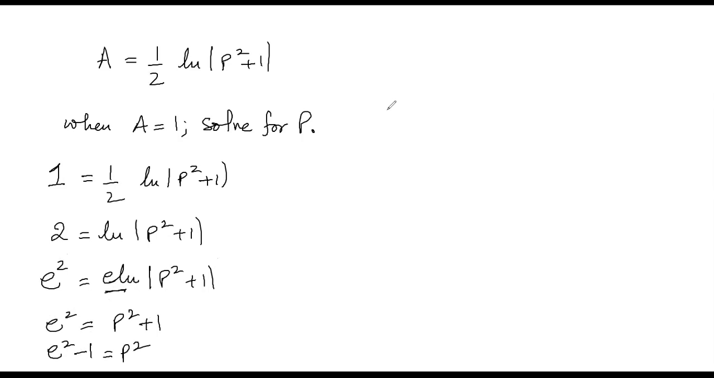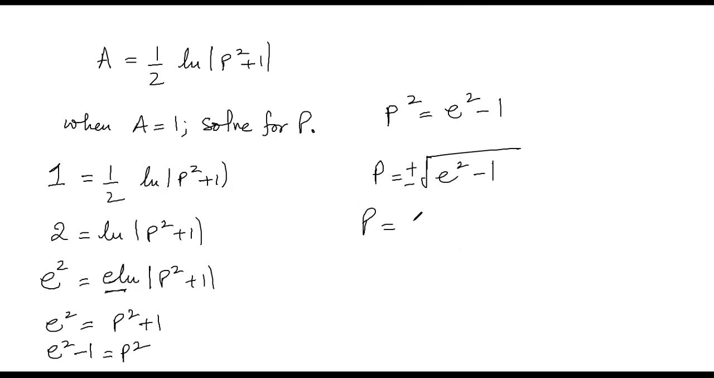So p squared is equal to e squared minus 1. I need to take the square root on both sides, so I get p is equal to plus or minus the square root of e squared minus 1. Since this has to be a positive value, it cannot be negative, because ln cannot have any negative value inside. So it has to be a positive value for p. So the answer would be just the square root of e squared minus 1. That's all.